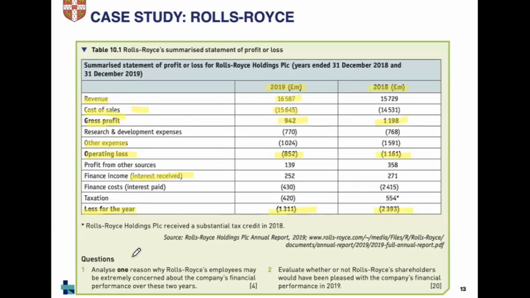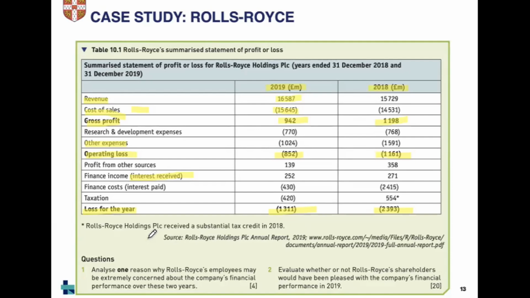The question is, analyze one reason why Rolls-Royce employees may be extremely concerned about the company's financial performance over these 2 years. That's the first question. Analyze one reason why Rolls-Royce employees may be extremely concerned. Now, this is the company they work for. The company they work for is making huge losses. Why should the employees be concerned?